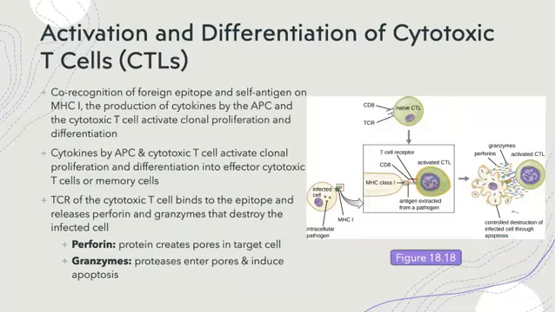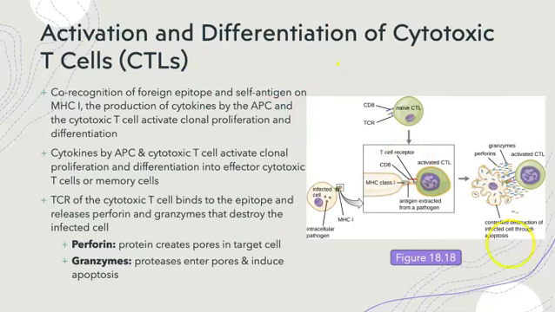Now that we've talked about activation and differentiation of our helper T cells, we need to talk about our cytotoxic T cells, or killer T cells, and the process that takes place there. So it's a little bit similar, but there are some differences. And one of those differences is that we need to use an MHC class 1 molecule here instead of MHC class 2. And we've also got CD8.